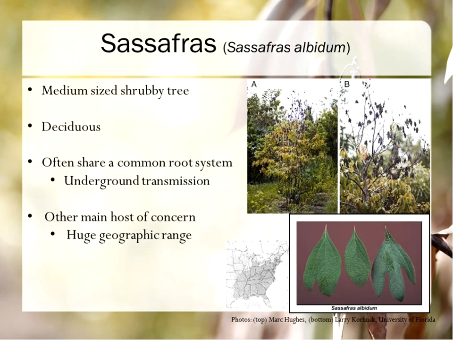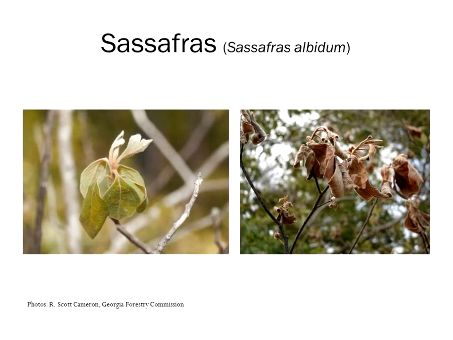Something else is they share a common root system. A lot of times these sassafras trees grow in kind of rows, and they propagate through stump sprouts or through root sprouts. And it's seen that you get underground transmission of the disease. As one clump will get infected, they can move through that connected root system to infect the other ones. It hasn't been proven through experiments for sassafras, but there's a lot of anecdotal evidence that points to it. So you should just be aware of that. And again, it's a major host of concern just due to this gigantic range it has.